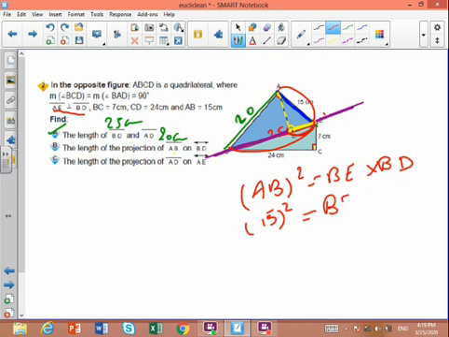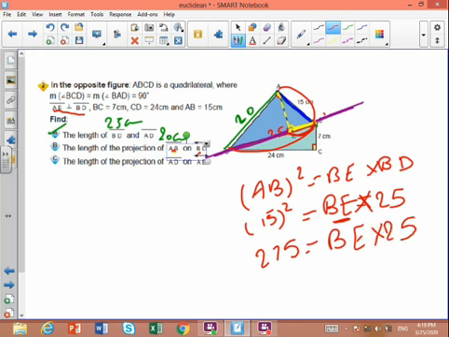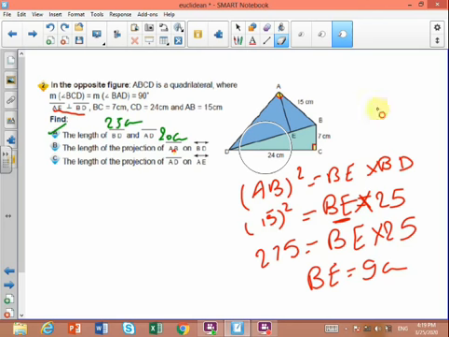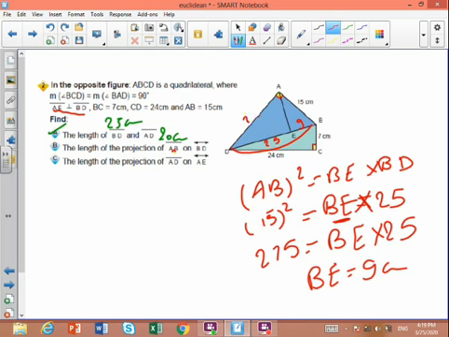I want BE. Where is BE? The length of the projection of AB on BD is BE times BD, which is 25. 225 equal BE times 25. By dividing 225 by 25 it equals 9. So BE equal 9 centimeters. So you got BE 9. So let's remove all of this. This is 9. Don't forget that the whole length of BD was 25 and this was 20.